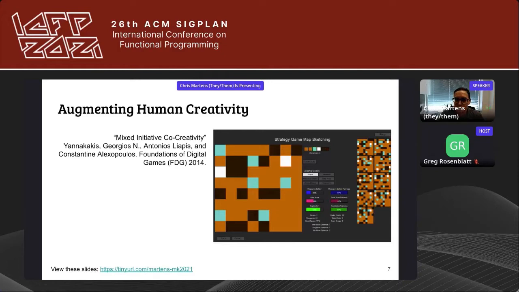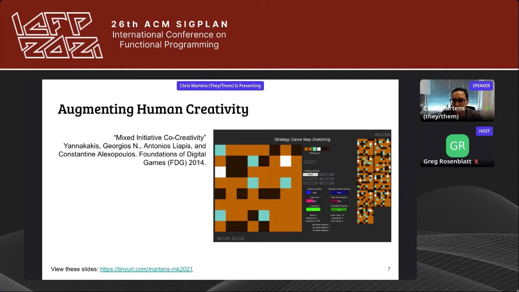So there might be some elements of your map that you want to design by hand, but other parts of it that either you're not sure about, or you at least want to get some kind of computational feedback about what this design is going to result in terms of player experience. And mixed initiative tools are things that can show you your current design and give you some analysis of metrics that you care about for that design, and also propose possible alternatives.